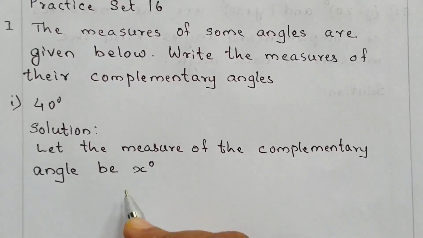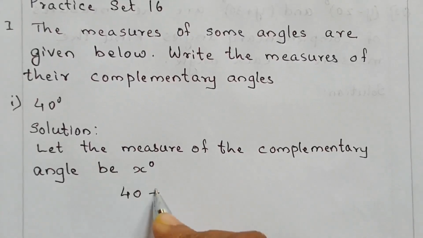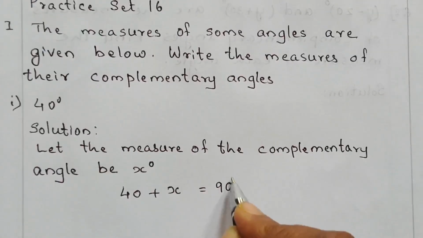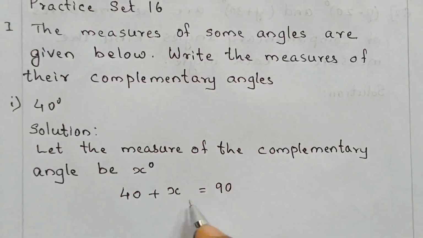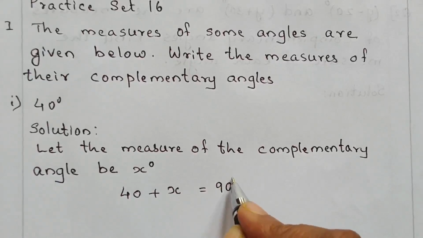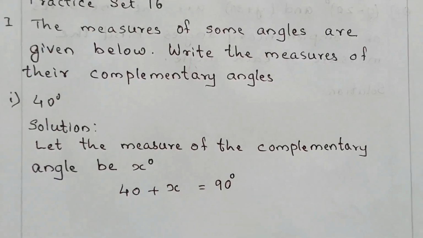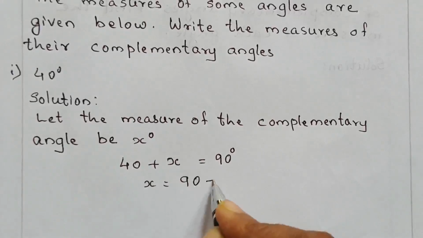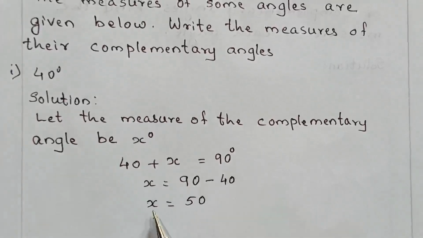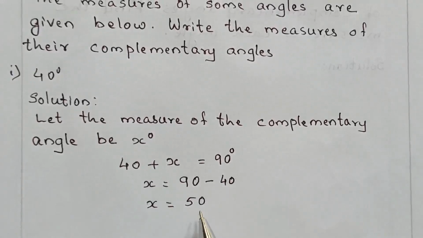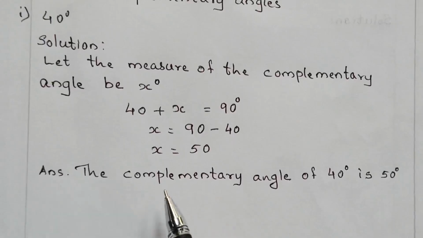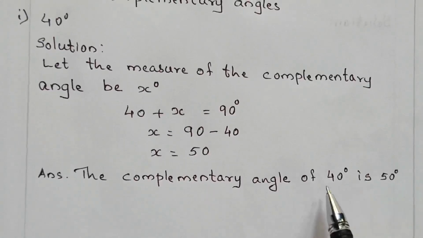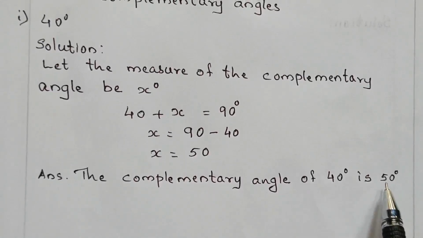So what can you write? 40 plus x is how much? It is 90 degrees, because the sum of the measures of complementary angles is 90 degrees. That means x is equal to 90 minus 40, that is, x is equal to 50 degrees. The answer is: the complementary angle of 40 degrees is 50 degrees.